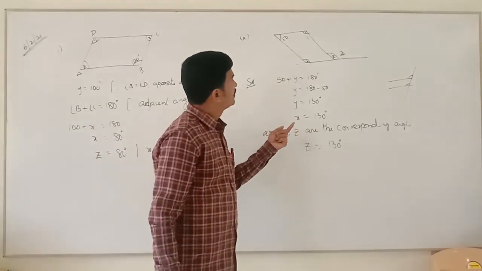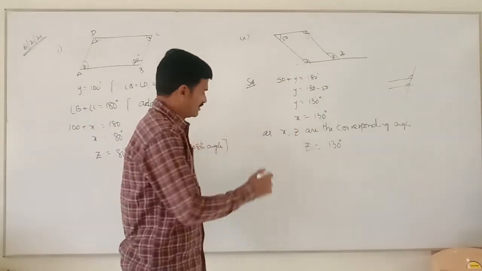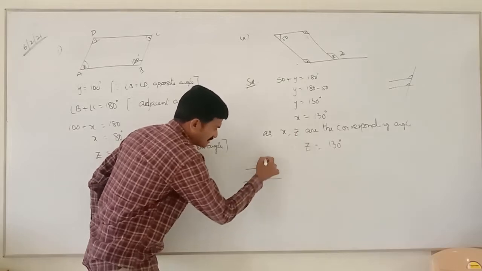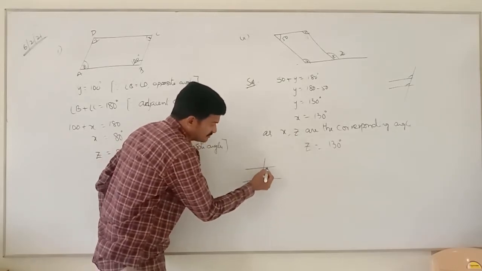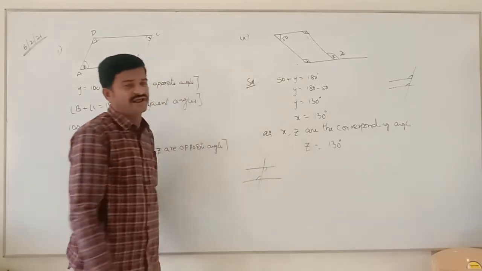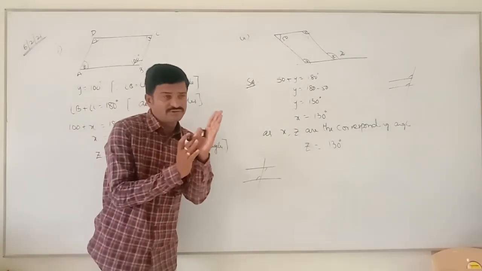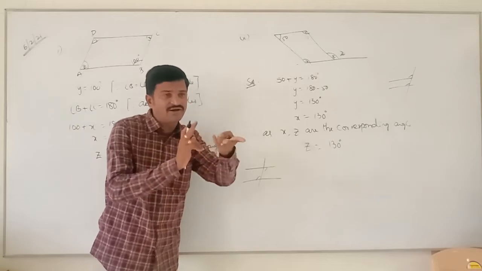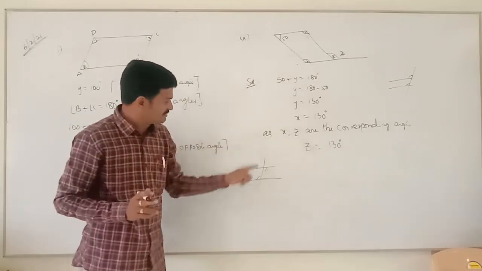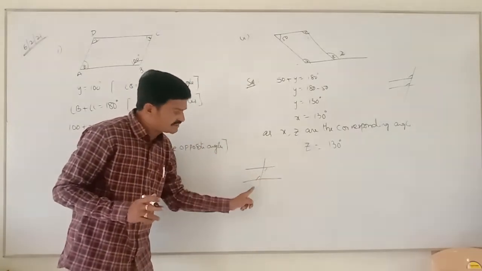Alternate interior angles are different. These are the parallel lines, na? Yes, sir. Transversal, na? Alternate interior angles means this and these are alternate interior angles. Alternate interior angles means those should be interior but lying on either side of the transversal. This is the transversal, na? This side and this side.